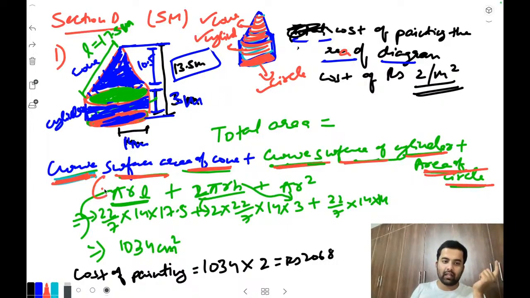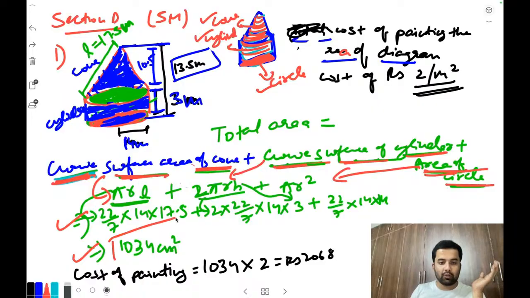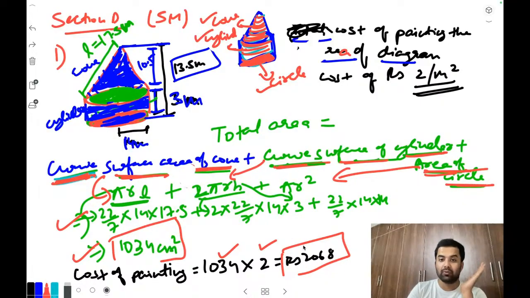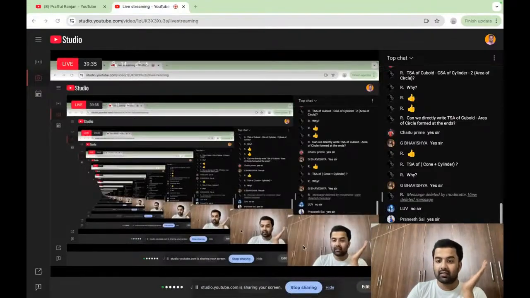And then we kept the formula of all. See, we had kept the formula like this, and then we kept the values, then we got the answer. This is the total area which we painted, and then we multiplied with the cost, we got the total cost. I hope this is clear now. Is it clear?